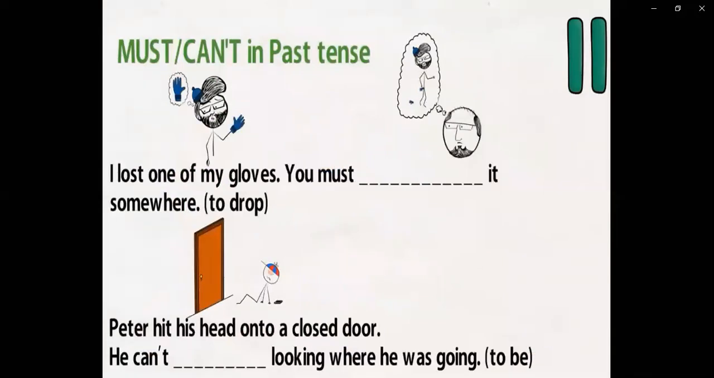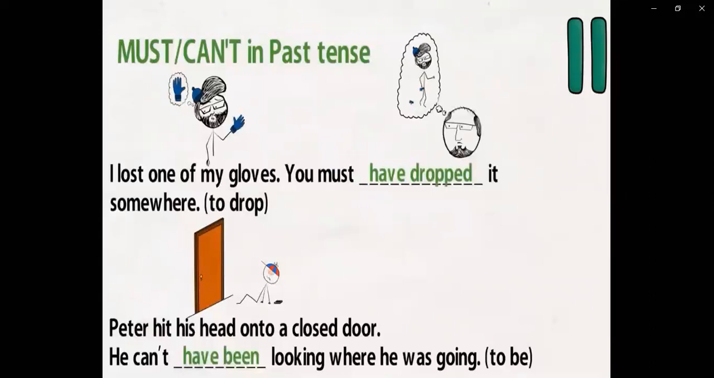Let's see if you were right. I lost one of my gloves. You must have dropped it somewhere. He ran into a closed door. He can't have been looking where he was going.